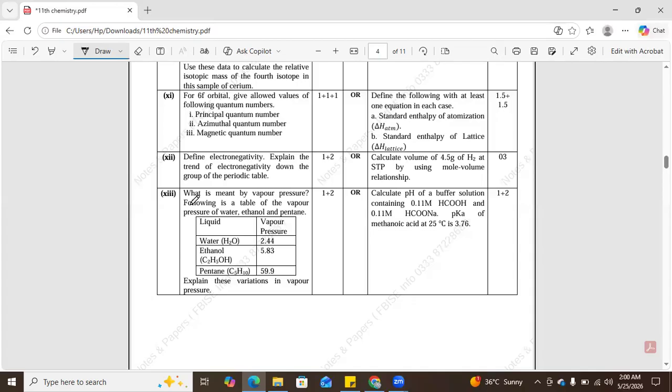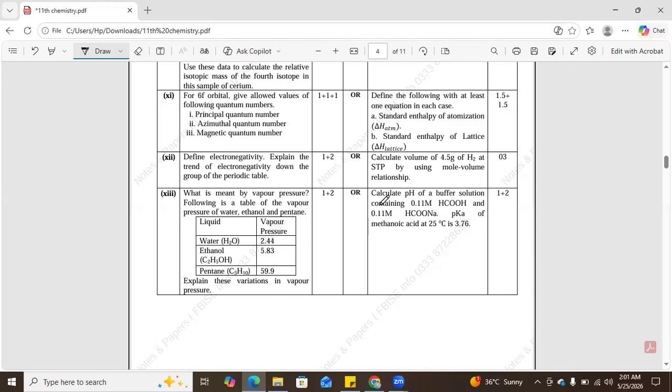Number 13, what is meant by vapor pressure? Following is a table of the vapor pressure of water, ethanol, and pentane. These are the given values for vapor pressure. Explain these variations in vapor pressure. So first of all, you have to define it and then you have to explain these variations.